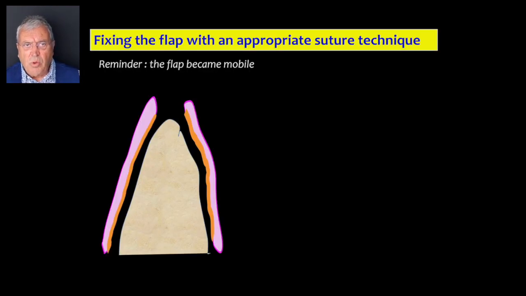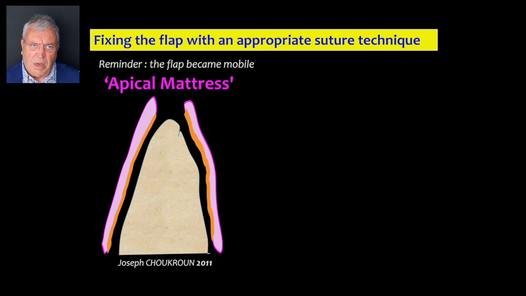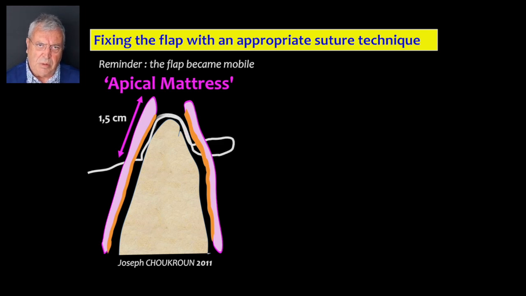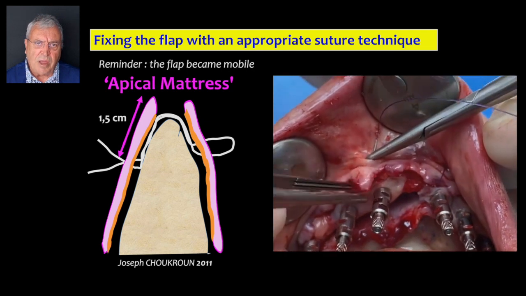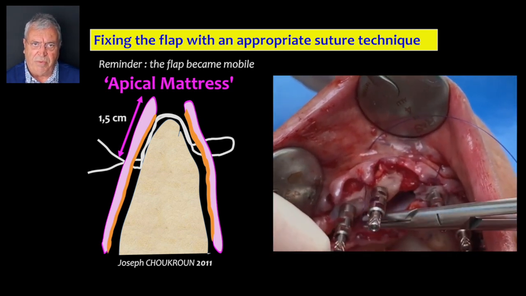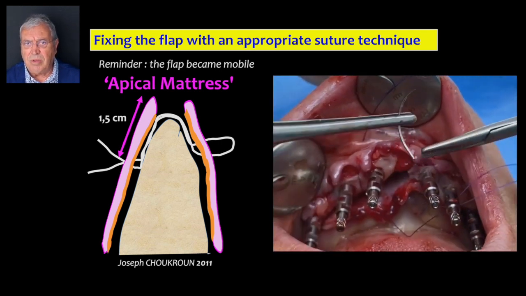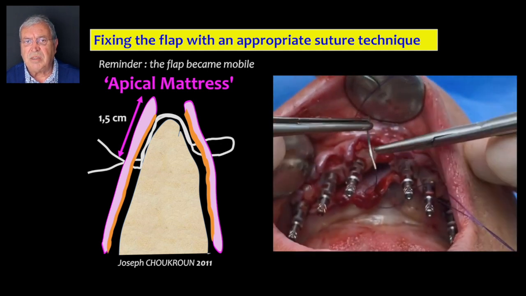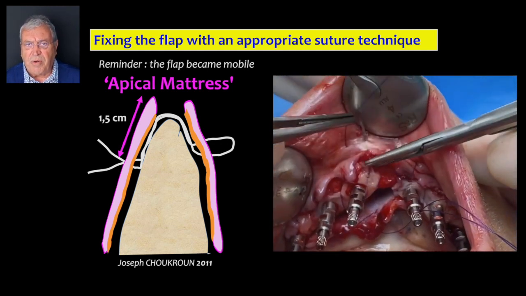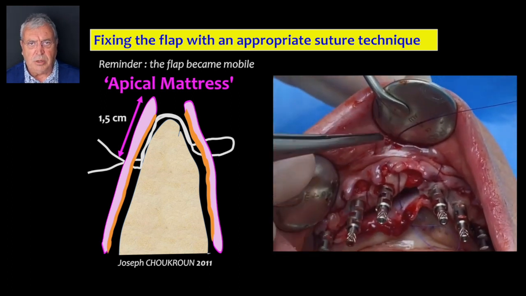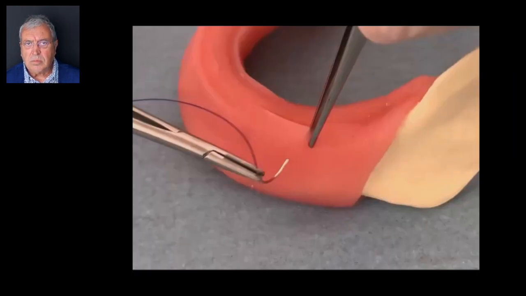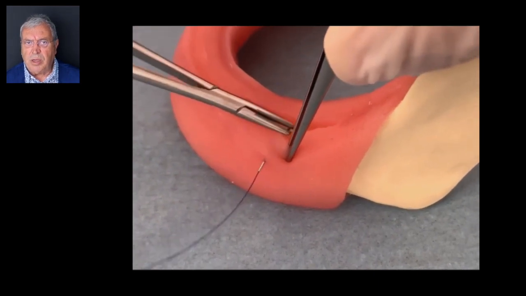And then how to fix the flap, because the flap is mobile. We need to use a specific technique. I designed the apical mattress after my meeting with Mamoto in Boston. I understood that we need to remove the tension, mostly in the buccal flap. And then I proposed an horizontal mattress, but very deep into the vestibule. Means at 1.5 centimeters from the margin. This is an apical mattress.